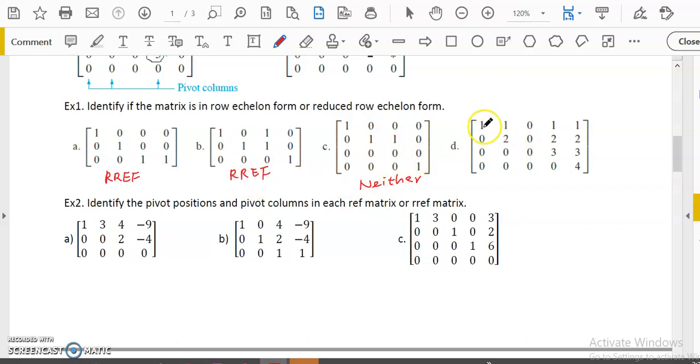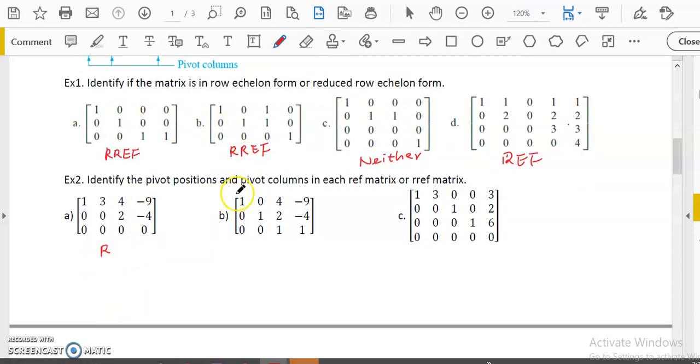Let's look at this one. I have a prefix position, and this is also a prefix position because it's the first non-zero entry in a row. All 0 below it, but not all 0 above, and it is not 1. So this would just be a REF, right? This is all 0 below, so this is REF only. Look at this one. This is 1, and this one is also non-zero, right? So REF.